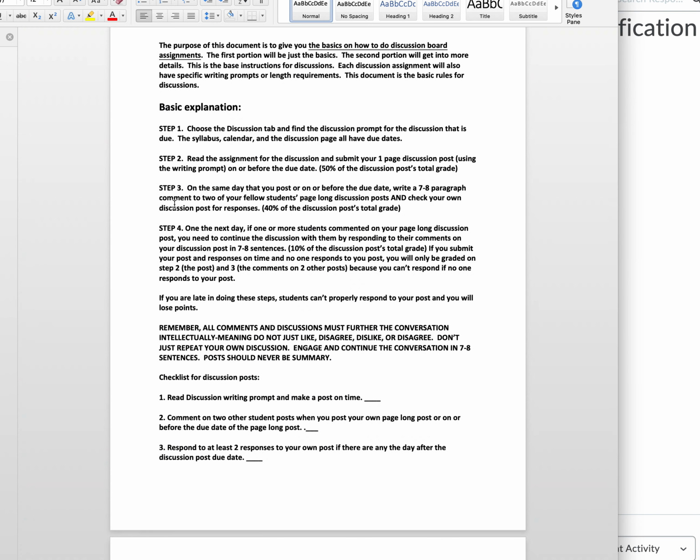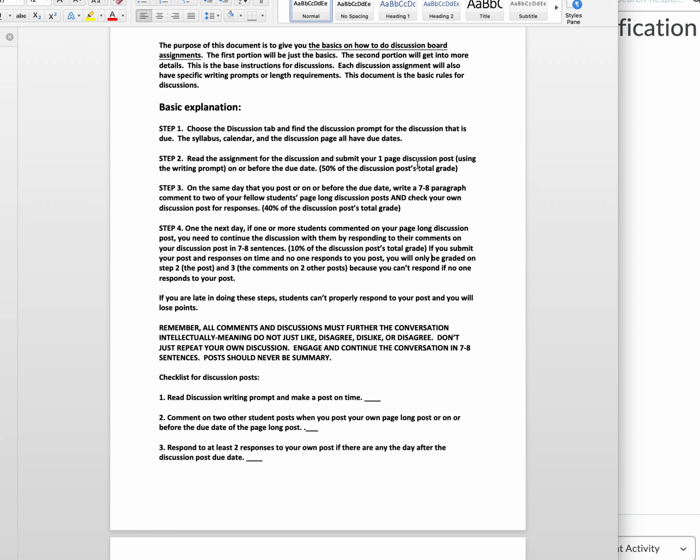The first step is, on or before the due date, once you go to the discussion tab and read the writing prompt, you're going to post your page-long discussion post, single spaced, as if it was a Microsoft Word document. That post is worth half the grade. So if it's a 20-point post, 10 points. If it's a 10-point post, 5 points, whatever.